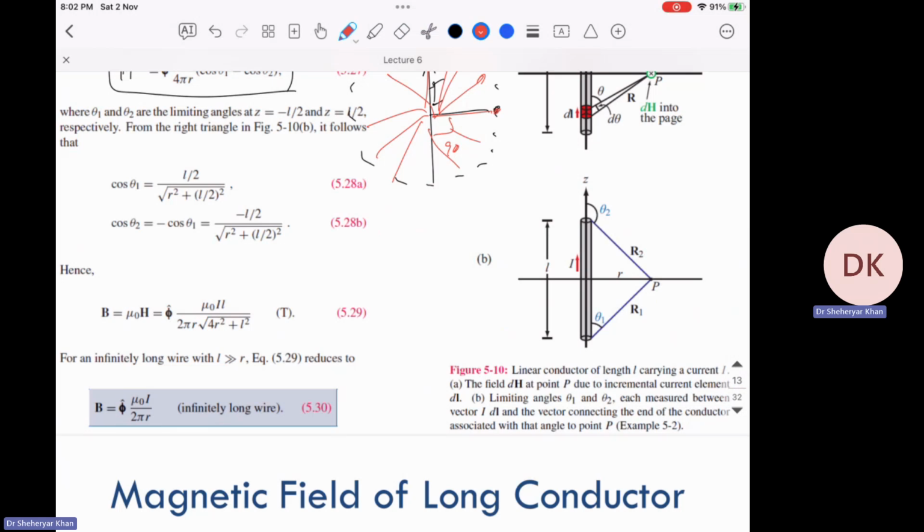So let's say this is your conductor, right? And then I am measuring the magnetic field here. Of course, the point where I am sensing the magnetic field is very, very close to the conductor. That means that the length is very large. Now, usually, what is this R? Now I can show you what R actually means.